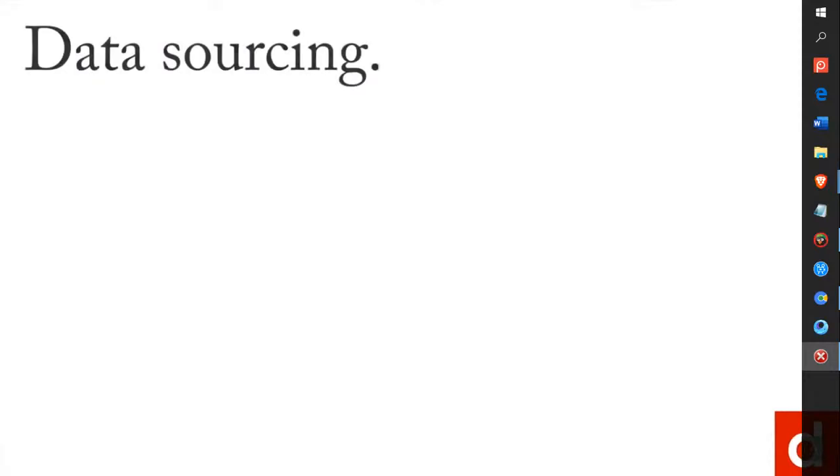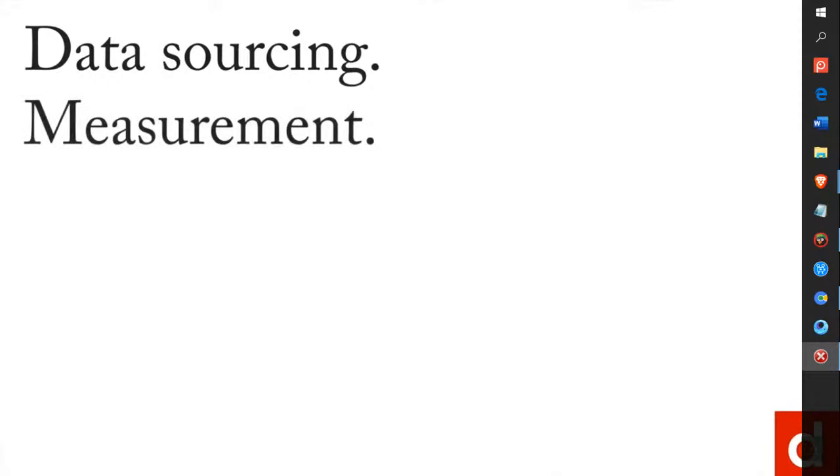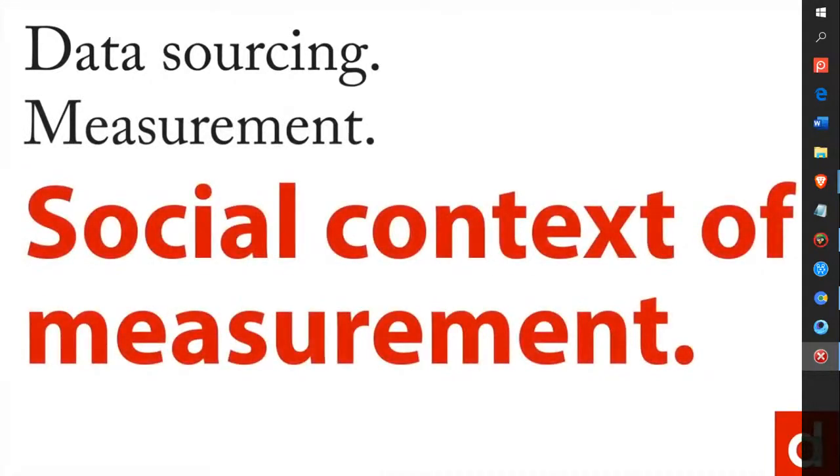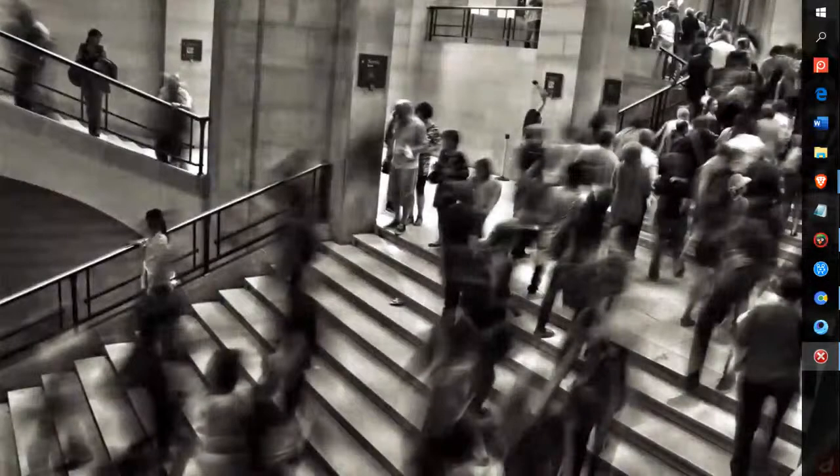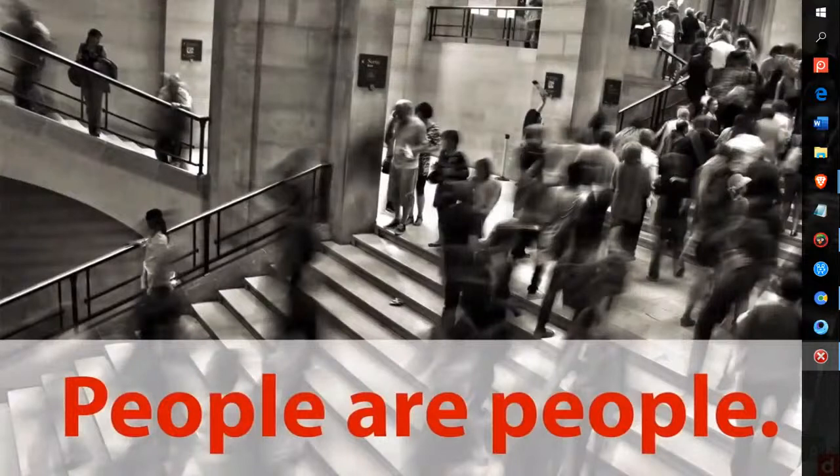Now, data sourcing may seem like a very quantitative topic, especially when we're talking about measurement, but I want to measure one important thing here, and that is the social context of measurement. The idea here really is that people are people, and they all have their own goals and they're going their own ways, and we all have our own thoughts and feelings that don't always coincide with each other, and this can affect measurement.